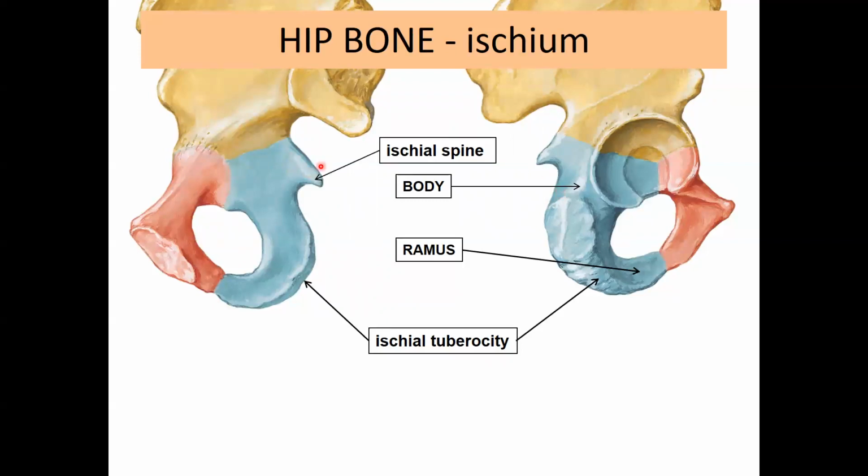The inferior and posterior part of the hip bone is formed by the ischium. This is the ischium, the posterior part. This is the ischial spine, and this is the ramus. This is the ramus of the ischium. And down here, the rough surface of the ischium is called the ischial tuberosity.